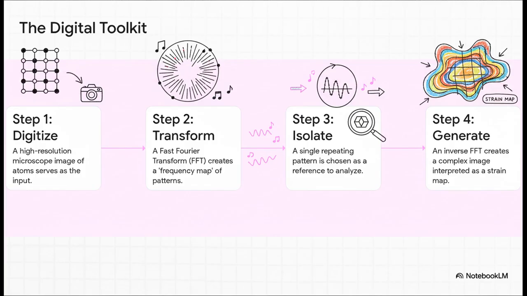First, you get a super high-res picture of the atoms. Simple enough. Second, you run that image through a mathematical process, a fast Fourier transform, that turns the visual pattern into what's called a frequency map. You can think of it like taking a piece of music and breaking it down into all its individual notes. Third, they just pick one of those repeating patterns, one note, to act as their perfect reference point. And finally, and this is the really clever part, they reverse the whole process, using just that one perfect note to build a brand new image, the strain map.